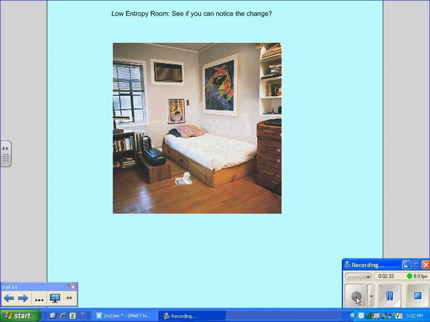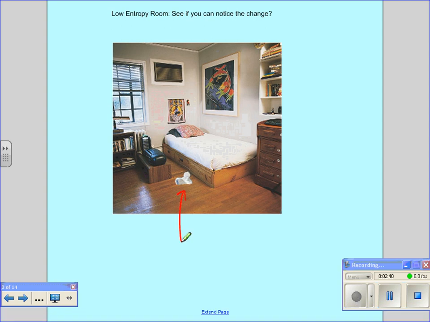So I've made a change. Go ahead and open your eyes and see if you notice it. Oh my God, what a slob. This person put a sock on the floor. That change was pretty noticeable because the system was at a low entropy state. If something's out of order, we definitely know right away.